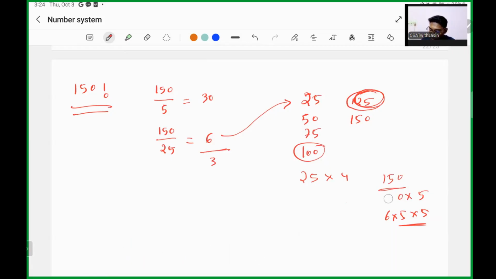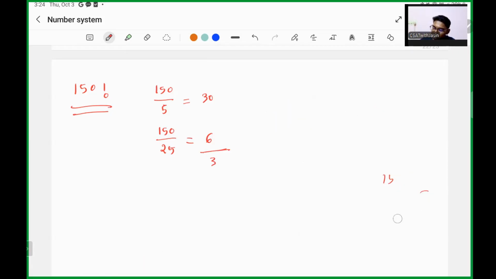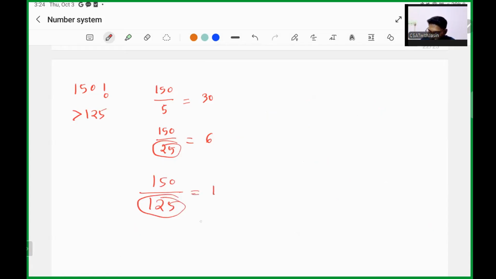So what you need to do is, if the given factorial is greater than 125, you need to do 150 by 125 also, because 125 you need to count as 3. Just like why we are taking 25 here, you need to take 125 also. 150 by 125 is 1 point something. So you add all these, and you get 37. If the given number is greater than 25, you need to divide by 25. If it is greater than 125, you need to add 125 also. Then only you will get the correct answer.